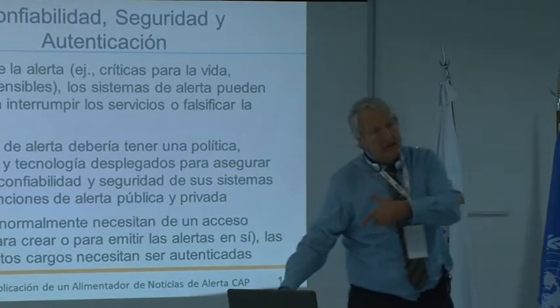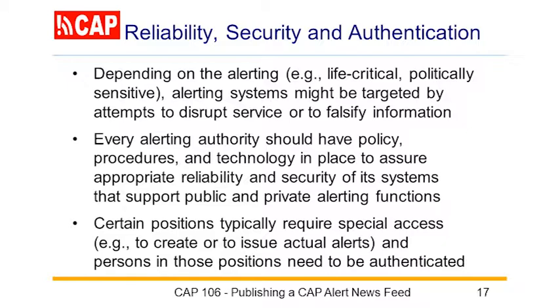My next topic here is reliability, security, and authentication. And I'm going to skip it because it's exactly the same thing I said about individual CAP alerts. You got to have the policies, the procedures, the technology to assure that you've got the level of security and reliability that's appropriate for what you're doing. And when it's life-critical emergency alerting, that's a pretty high bar. So make sure you've got that stuff covered at the feed level as well as the individual CAP alert level.